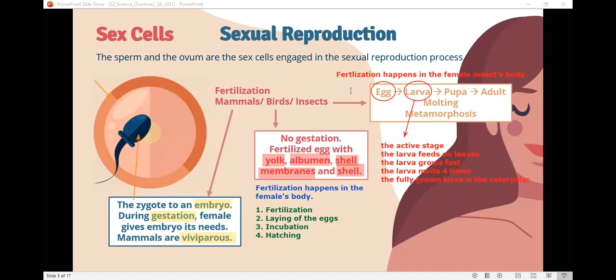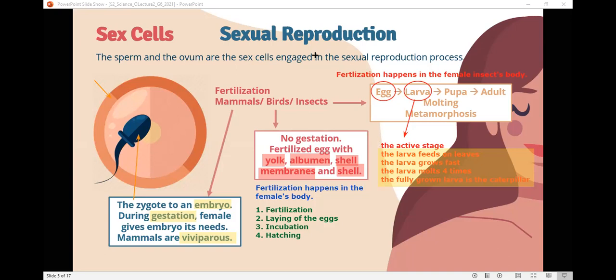So look, this is the active stage because the larva grows so fast. The larva looks like a worm. It eats leaves. It grows too fast. It sheds its exoskeleton 4 times. It molts, it sheds its skin 4 times. And the fully grown larva is the caterpillar.